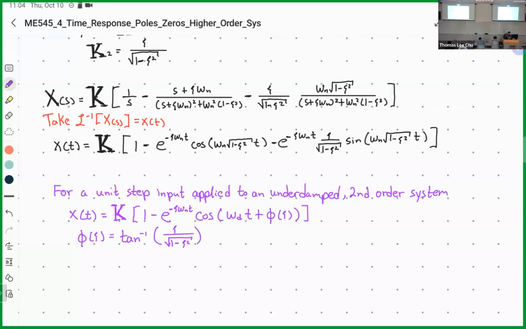So then this term here will encapsulate, oh, sorry, I'm missing a term here.